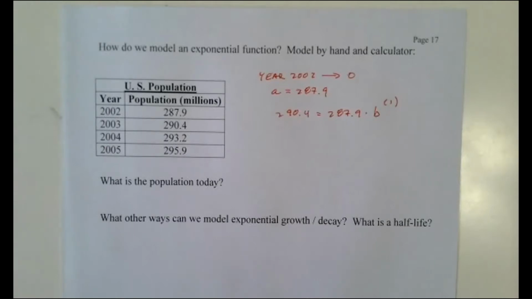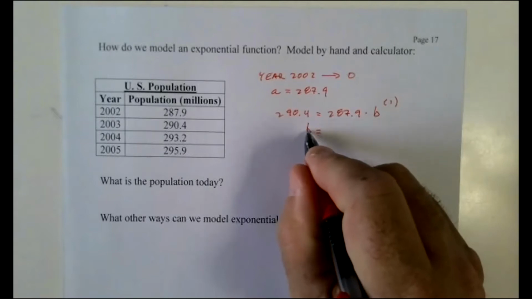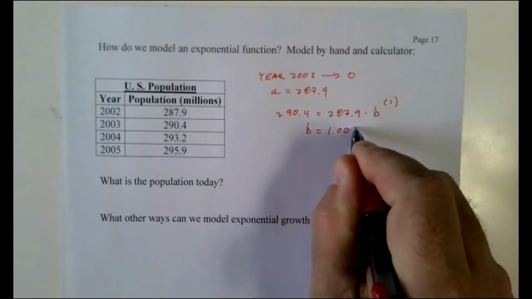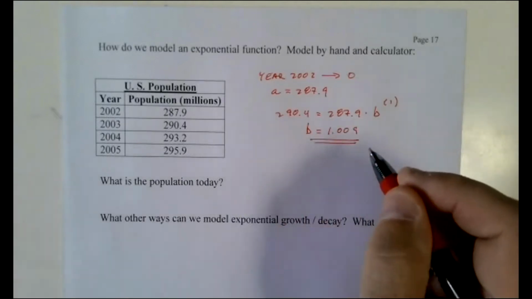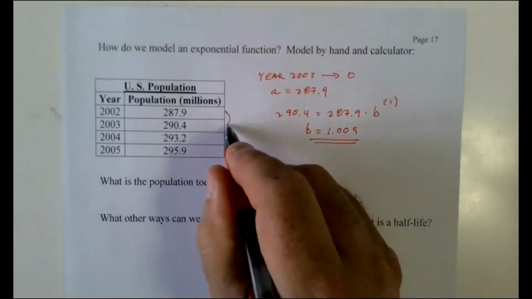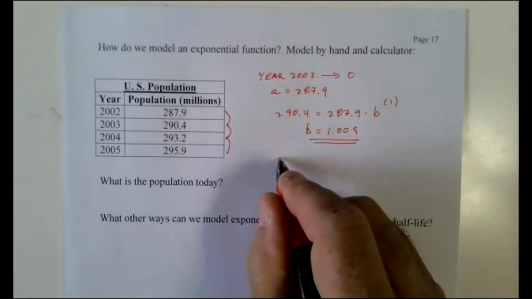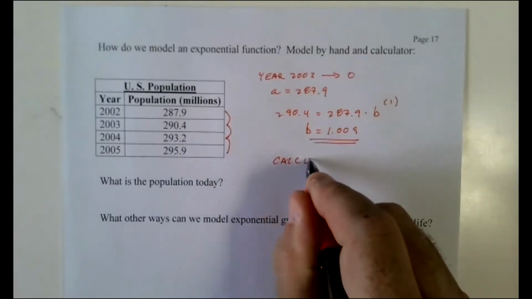Helps if I don't screw up the numbers. And we get a 1.009. Right? Or we can do it by calculator. And by the way, we only use the first one, so it's not accurate. We should use all of them. Calculator.